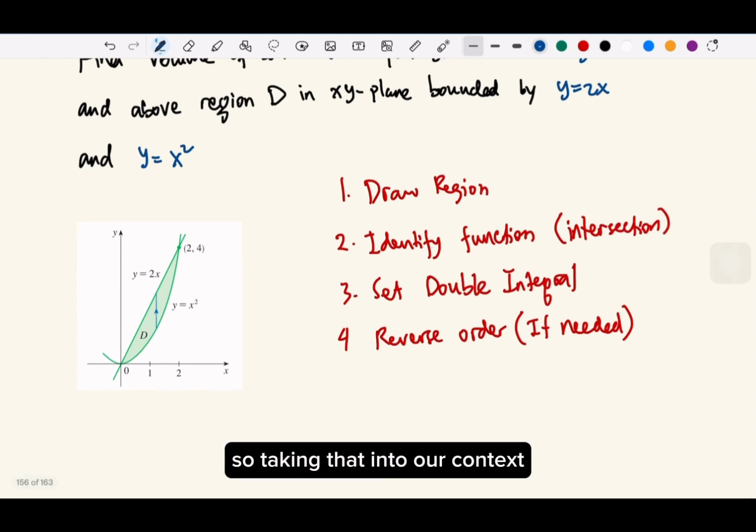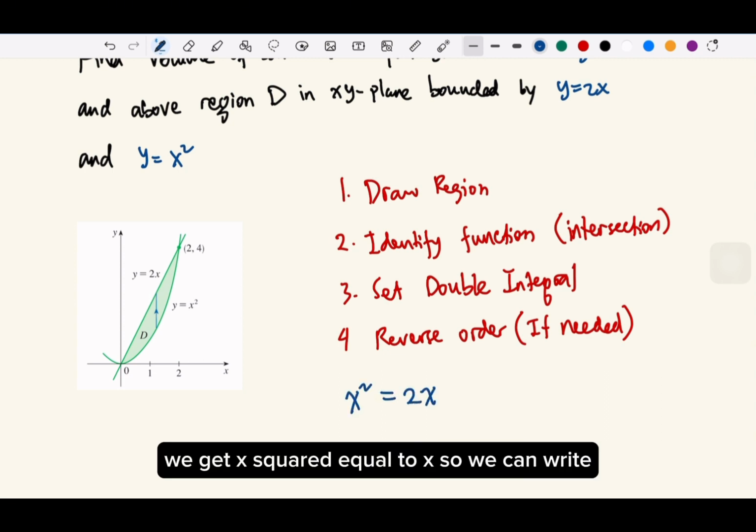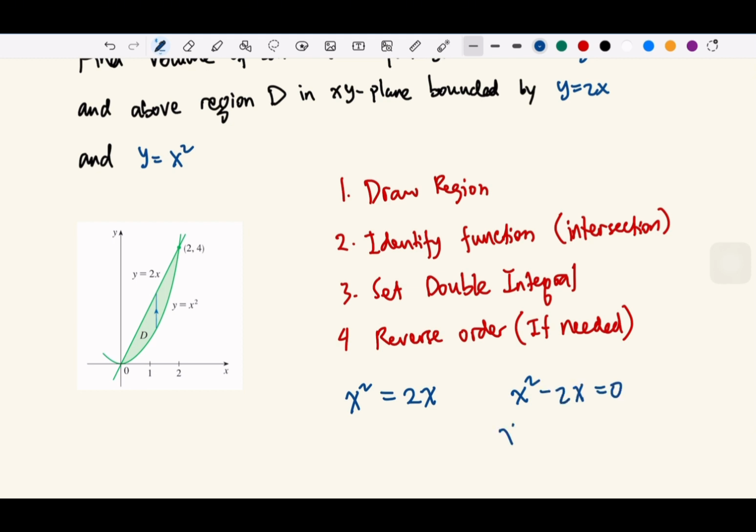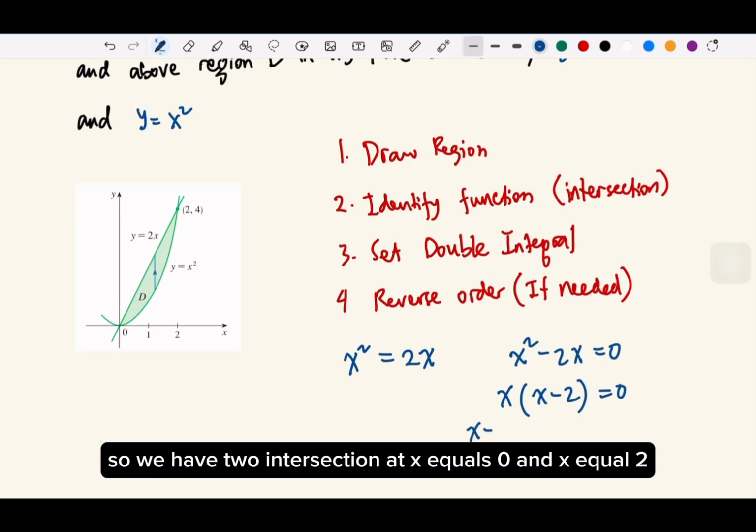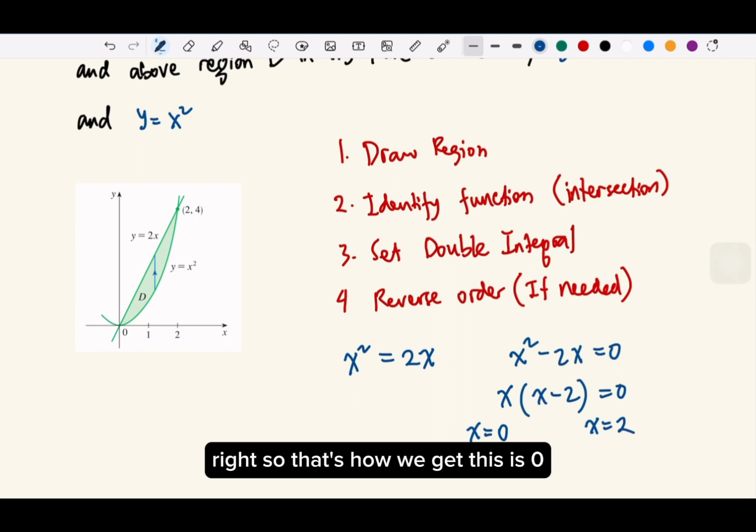So taking that into our context, we get x squared equal to x. So we have two intersections at x equals 0 and x equal 2, right? So that's how we get this is 0 and then this is x equal to 2. Okay? And then we can just put x to find y, it's 4, and then this is 0, 0. So these will be our two important points to set our interval.